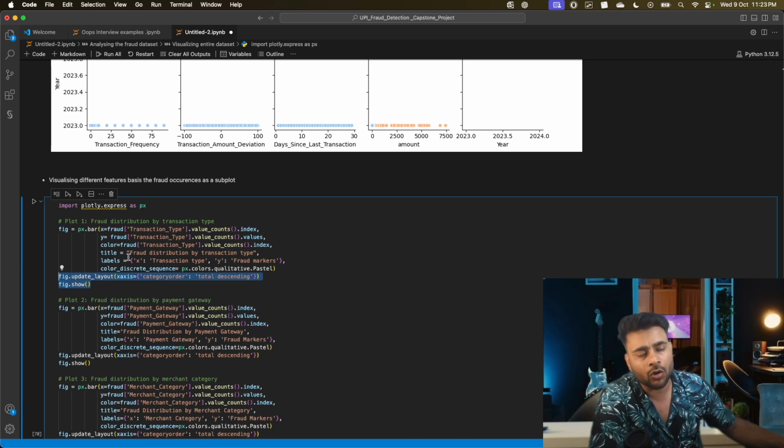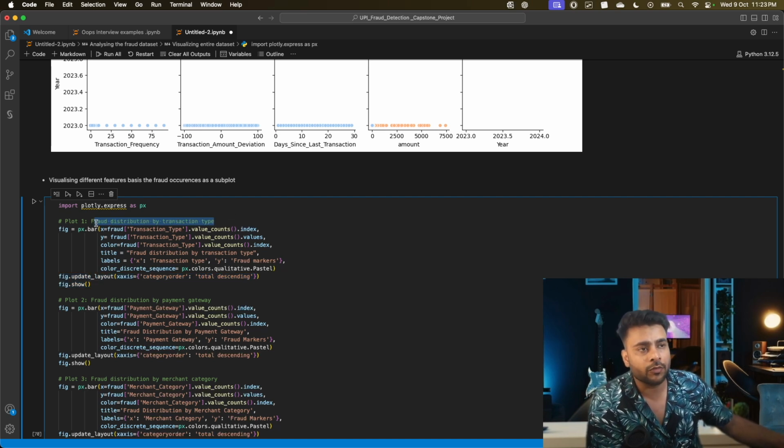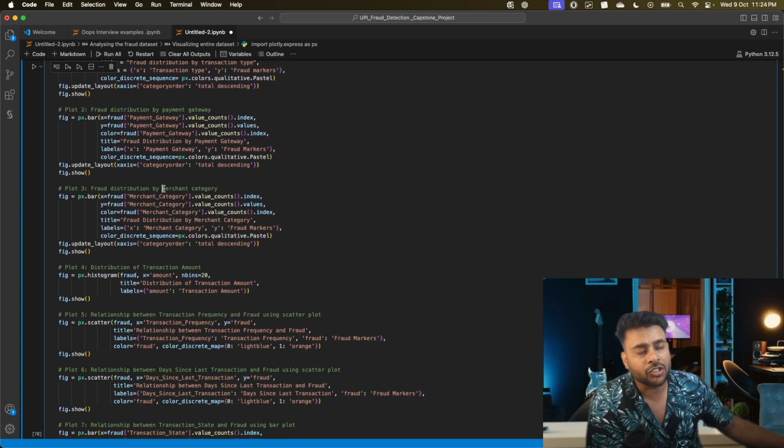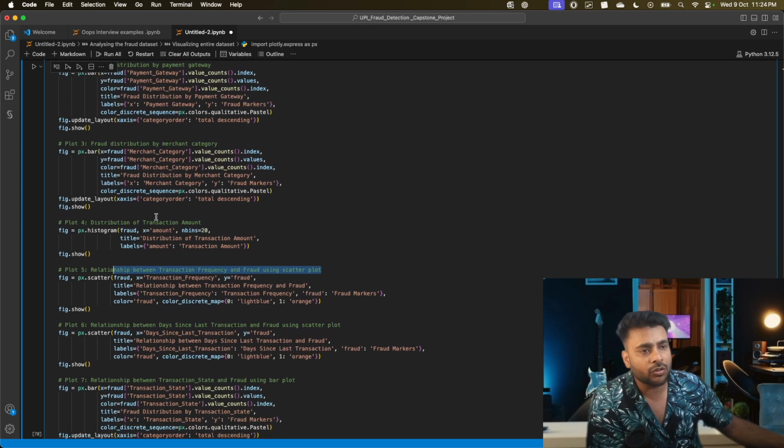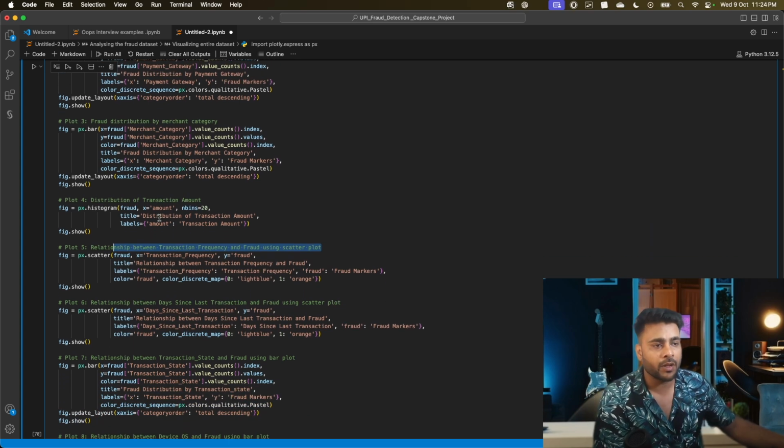I have sorted all these variables in descending order so that it's easy for us to see. I've given the distribution of fraud by transaction type. I want to see if there is a relationship between payment gateway and fraud, between merchant category and fraud, and between transaction amount and fraud. I've also looked at the relationship between transaction amount frequency and fraud using a scatter plot. So let's see these graphs one by one to understand the differences.